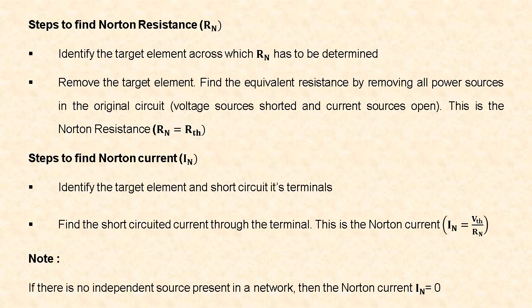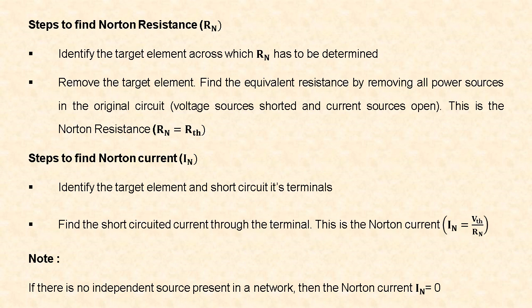In Norton's theorem, the first step is we have to find the Norton's resistance. For this, we have to identify the target element across which the Norton's resistance has to be determined. After identifying it, we have to remove the target element and find the equivalent resistance by removing all the power sources in the original circuit. Voltage sources are short circuited and current sources are open circuited.